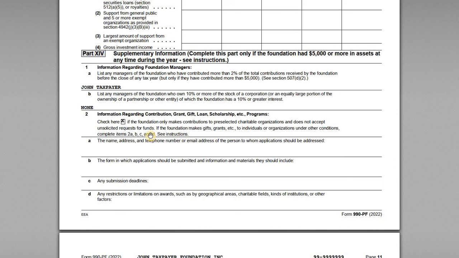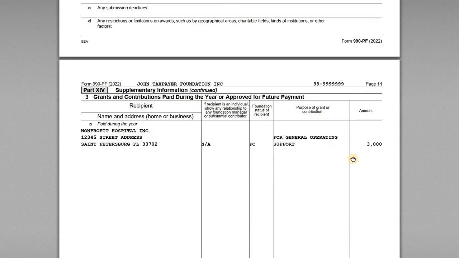Question 2. So in our case here, the foundation only makes contributions to pre-selected organizations. So John just determines who he wants to distribute the grants to. He doesn't open up the foundation to requests for funds, right? So if you did, let's say on the website, there was a button that said, hey, click here, email us if you want us to consider issuing you a grant, then you have to provide that information down here. And in John's case, he doesn't do that.